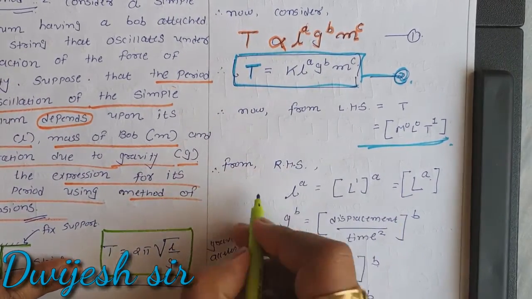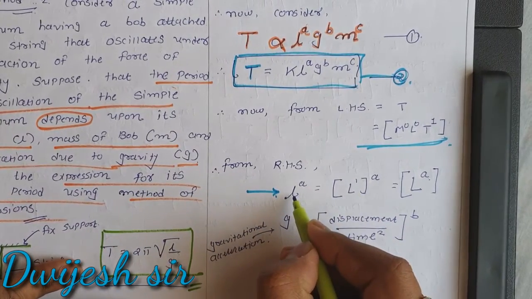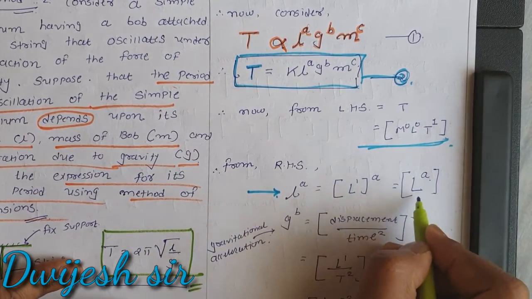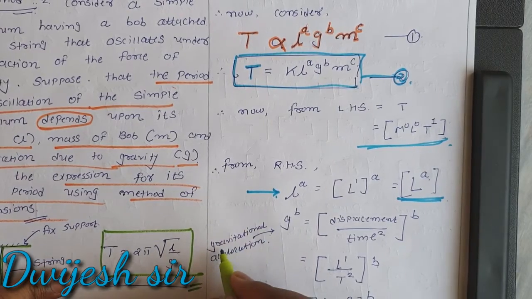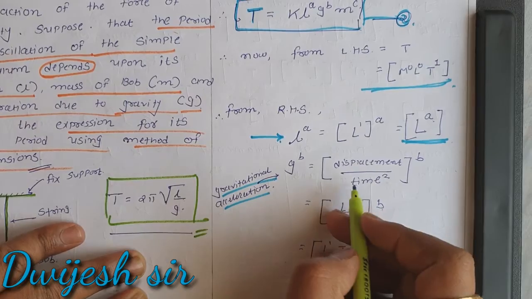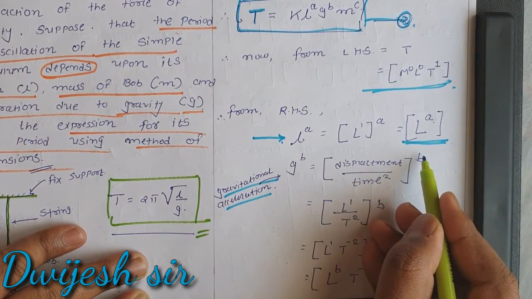Now what is L to the power of a? L to the power of a is equal to L to the power of 1. L indicates length, so it is L to the power of 1 raised to the power of a, and we can say that it is L to the power of a. Second, g. Now what is g? It is gravitational acceleration, which is displacement upon time squared.